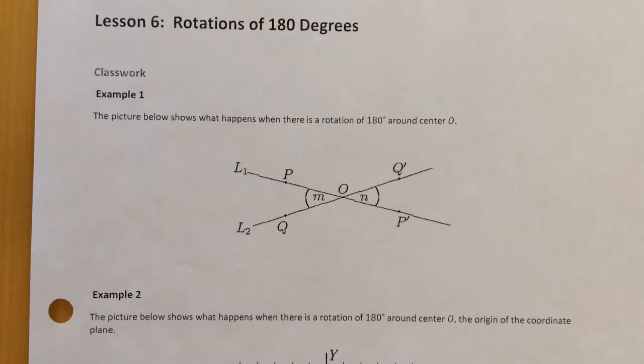Okay, welcome to lesson 6. In lesson 6, we're going to continue with the idea of rotations, but specifically rotations of 180 degrees, which is, as you know, halfway around a circle. And we're going to look at what rotations of 180 degrees do to points on the coordinate plane.